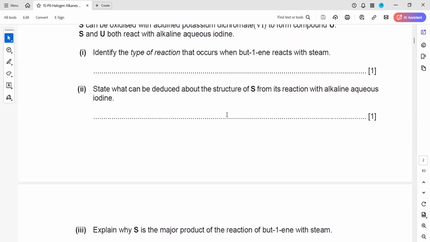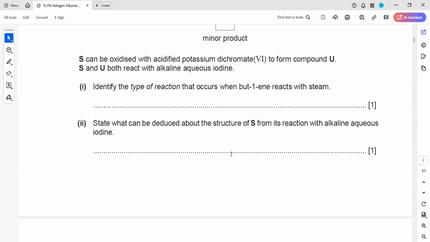So what we can deduce is that anything which reacts in alkaline iodine, we can say that there's a methyl group attached. So it gives an idea that there must be a methyl group next to a carbon with the OH.